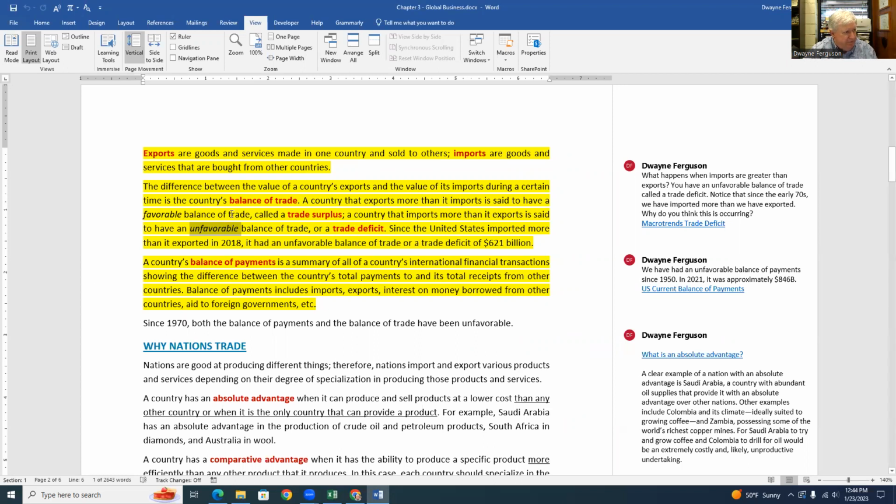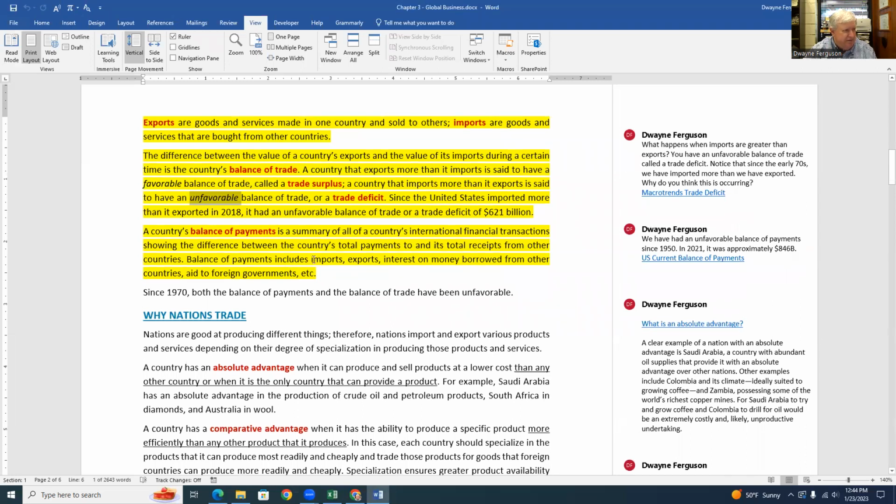Okay, so what's the difference in balance of trade versus balance of payments? Well, let's get the definition here. A country's balance of payments is a summary of all the country's international financial transactions, showing the difference between the country's total payments to and total receipts from another country or other countries. So notice what it includes. Yes, it includes imports and exports, which we know we're going to be negative on, but it also includes any money that goes out of this country that we invest in other countries, and interest on money borrowed from other countries.